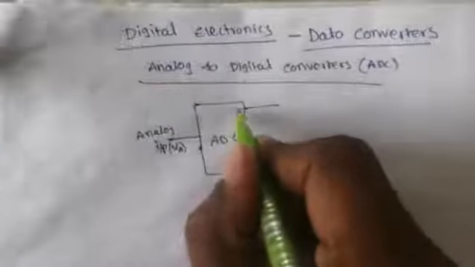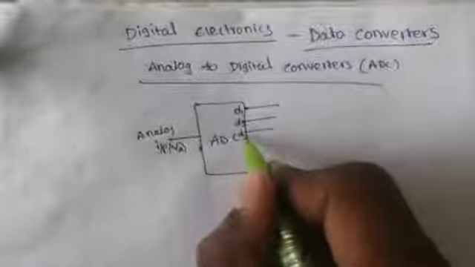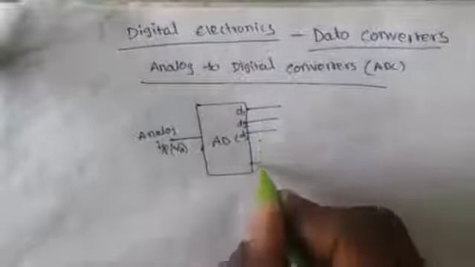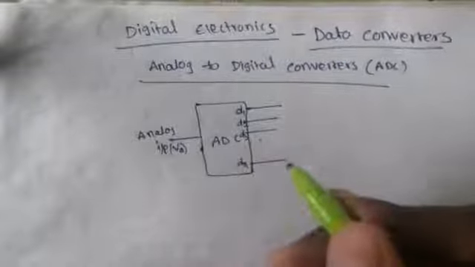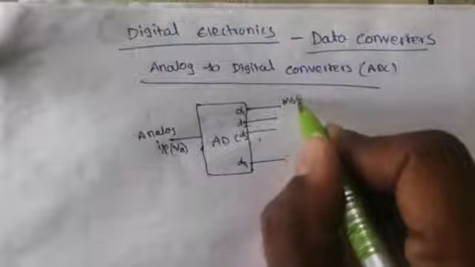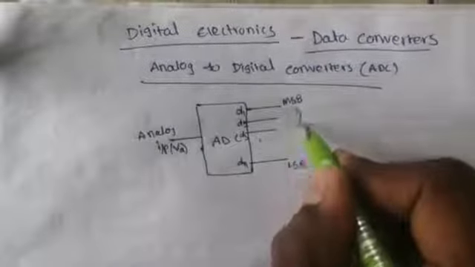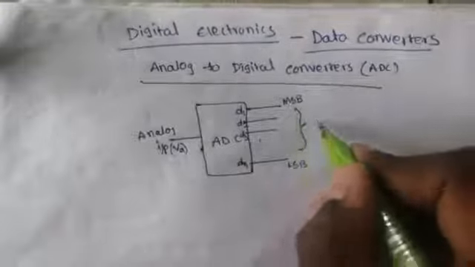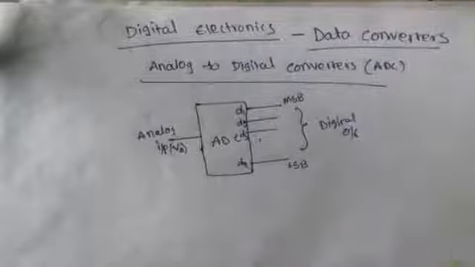Coming to the output, it is D1, D2, D3, and so on up to DN, n digits. D1 is called the MSB bit and DN is called the LSB bit. So this is the total binary data, that's why it is called digital output. This is the block diagram.